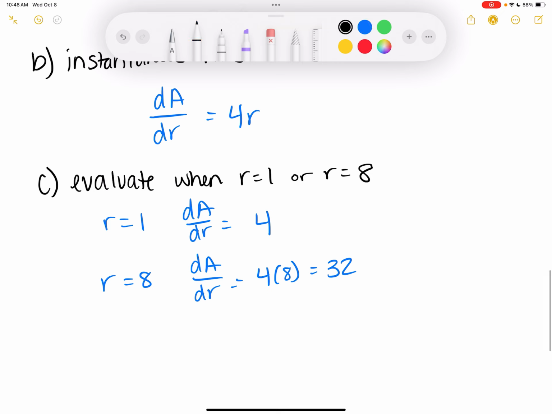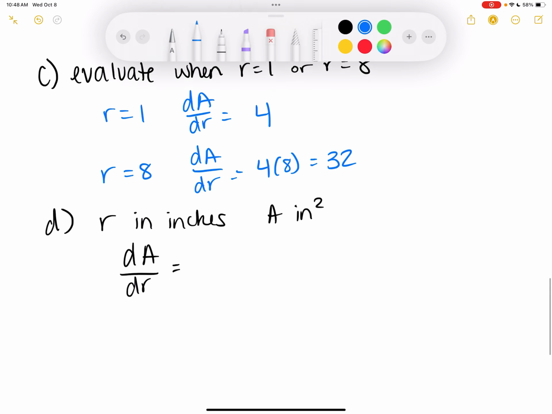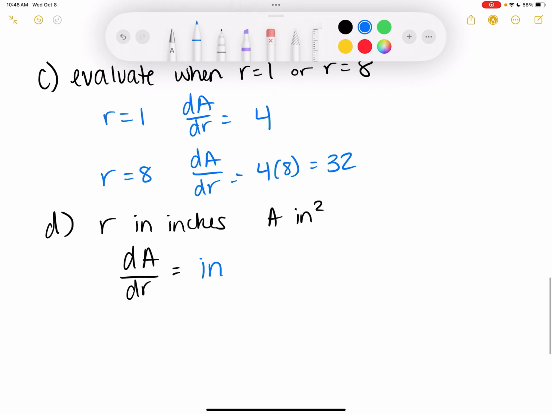And then part D is the same thing about units. If r is in inches and A is in inches squared, what are the units of dA/dr? Well, it's literally the exact same thing we had before, so just would be inches.